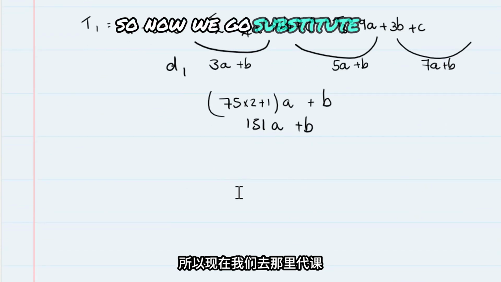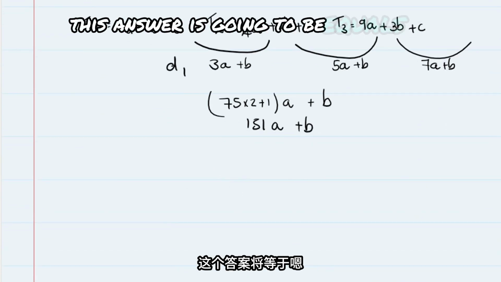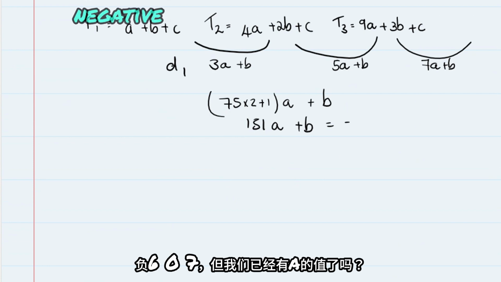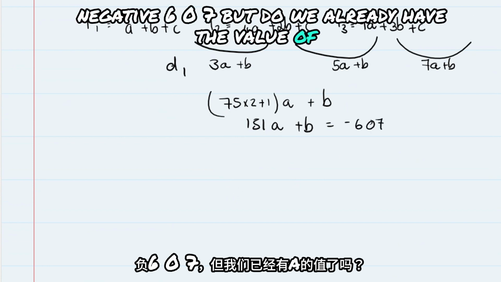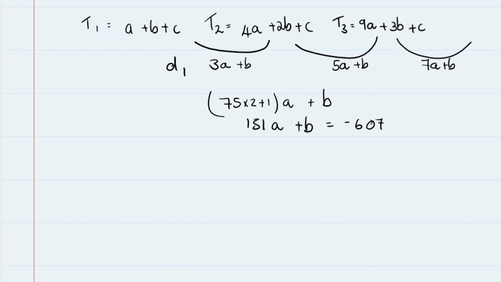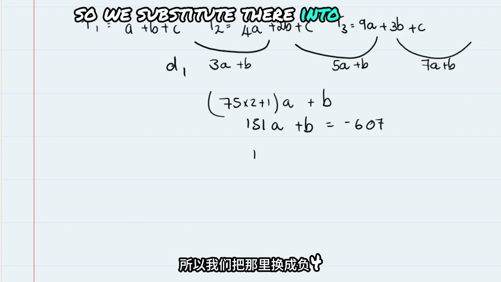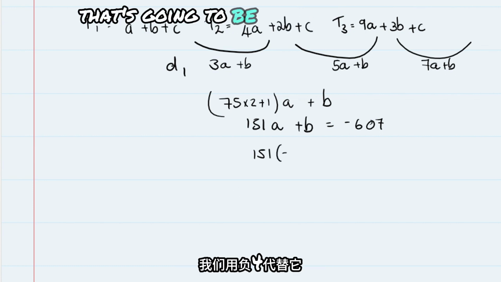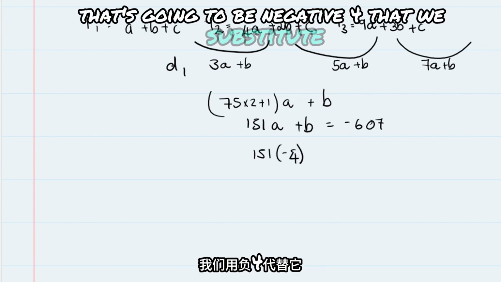So now we go substitute there. This answer is going to be equal to negative 607. But do we already have the value of A? Yes. What is the value of A? Negative 4. So we substitute negative 4 into that place. So that's going to be negative 4 that we substitute.